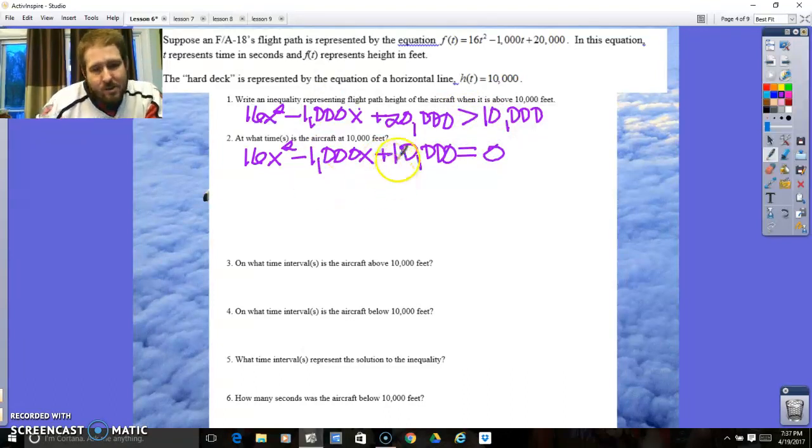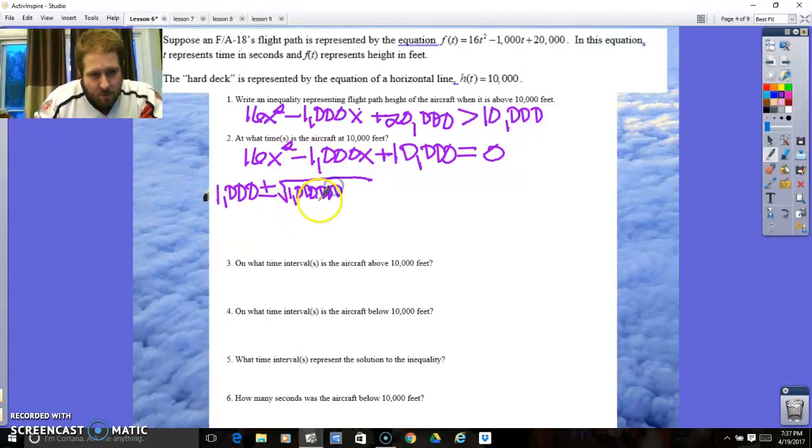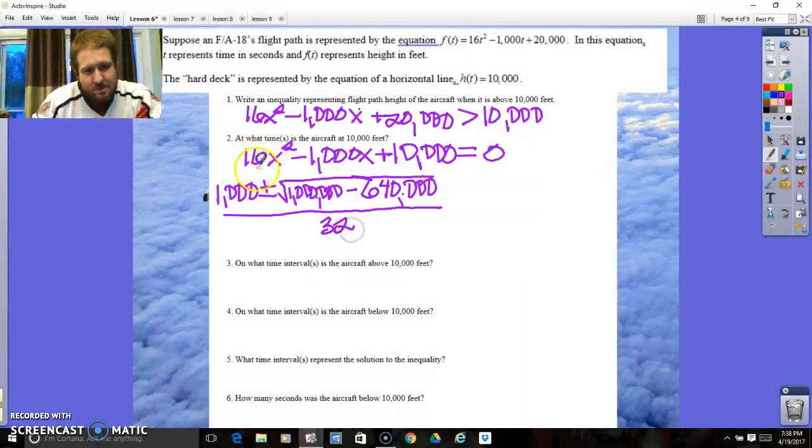All right, so now I can use the quadratic formula. Opposite of b would be 1,000 plus or minus the square root of b squared. Well, that's going to be 1 million, because 1,000 times itself is 1 million. Negative 4 times a and then times c. Once again, I'm going by memory here. You should always use a calculator. Negative 4 times 16 times 10,000, and then divided by 2 times a, which is 32. 2 times 16 is 32.